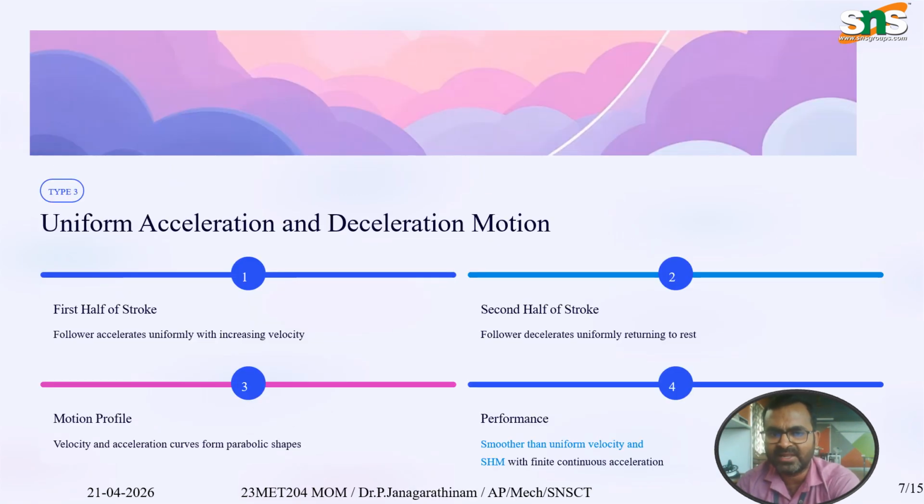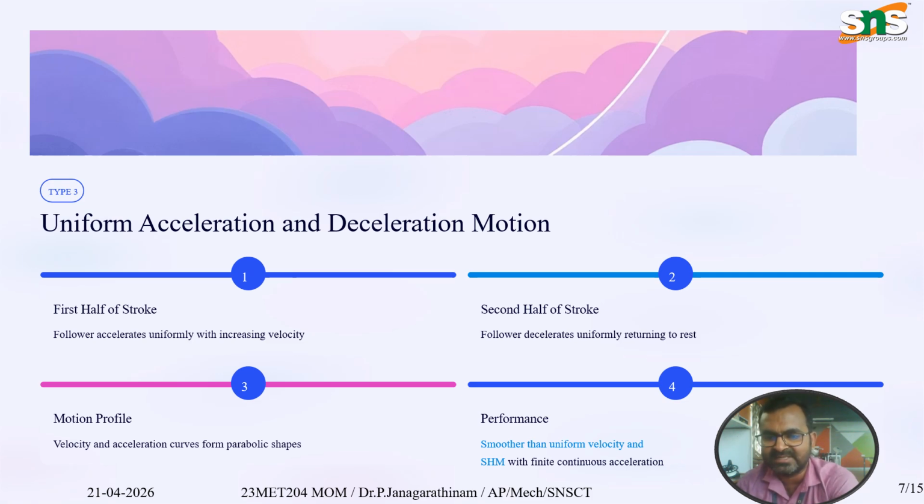Then uniform acceleration and deceleration motion. In the first half of the stroke, the follower accelerates uniformly with increasing velocity. In the second half of the stroke, the follower decelerates uniformly, returning to rest. In the motion profile, the velocity and acceleration curves have parabolic shapes.